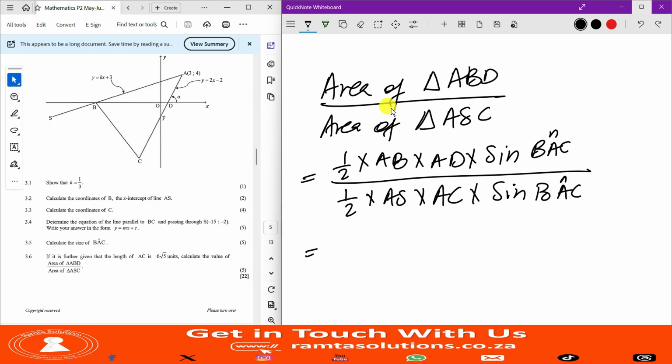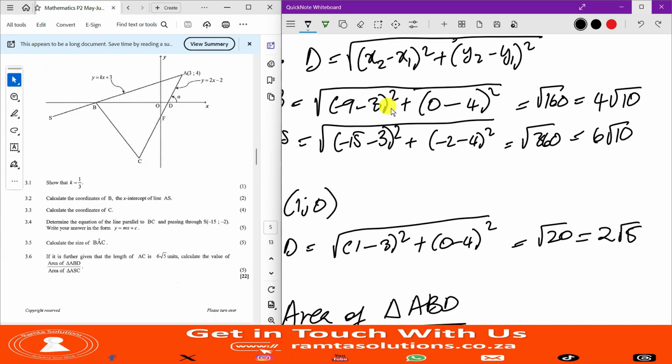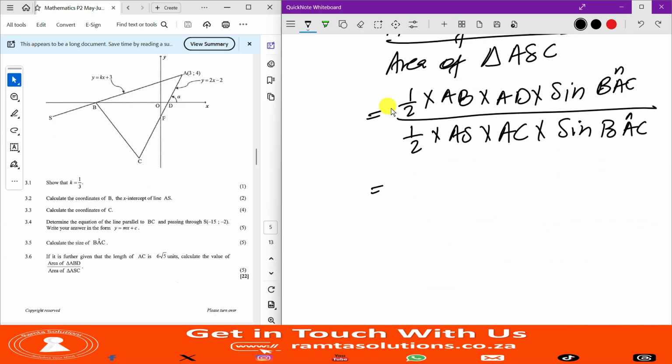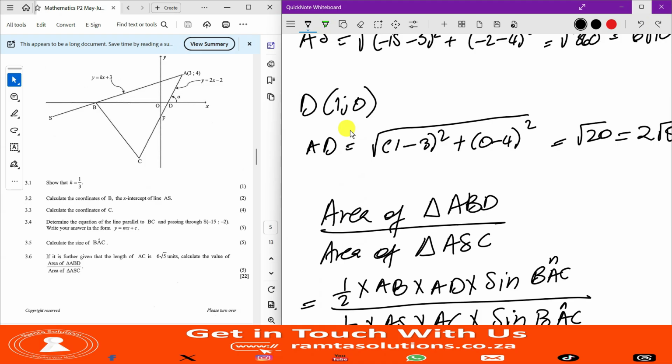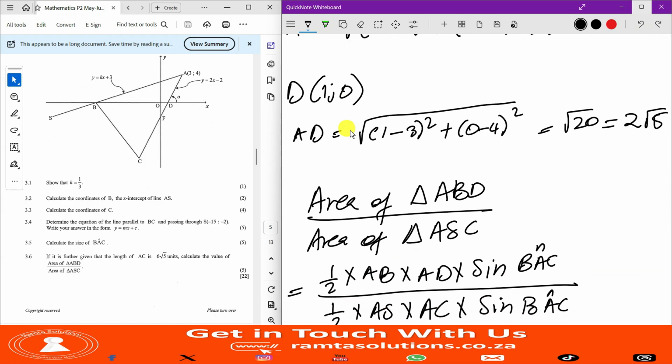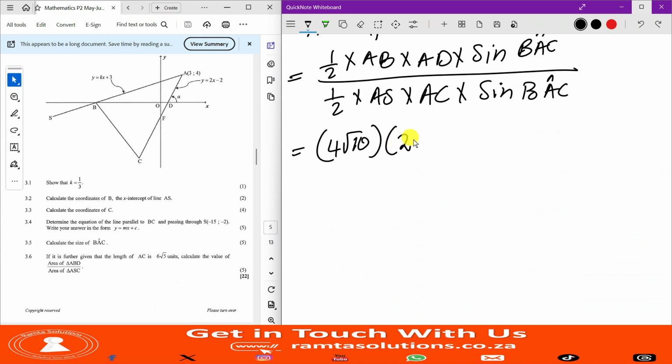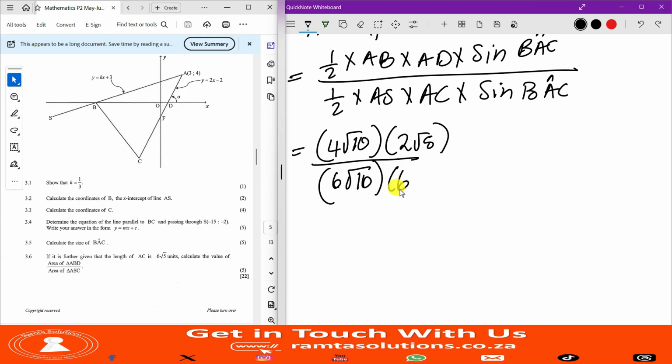What is the value of AB? Let's go check it out. The value of AB was 4 root 10, multiplied by AD. What was the value of AD? I think it was 2 root 5. Yes, it's 2 root 5. And then the value of AS, I remember it was 6 root 10. The value of AC is given, they said it's 6 root 5 as well.